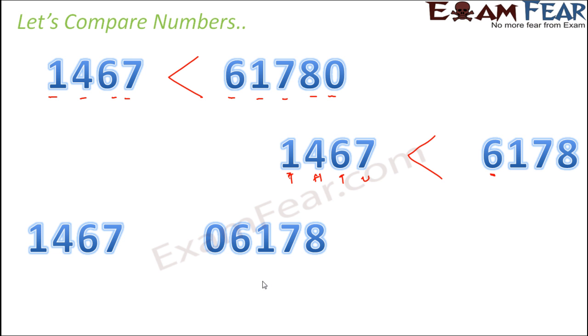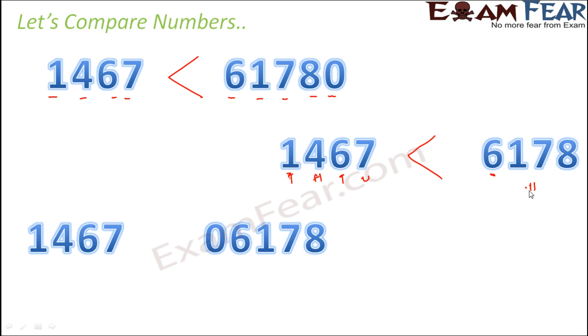1467 and 06178. Now here this is an interesting catch. Now you might say that this is a 4-digit number, this is a 5-digit number, so this should be greater. But that is not the case, because in this number the first digit is a 0. And whenever you have a 0 at the beginning of the number, the 0 doesn't have any value. So basically 06178 is same as 6178. Do you want me to prove that how 06178 is equal to 6178?